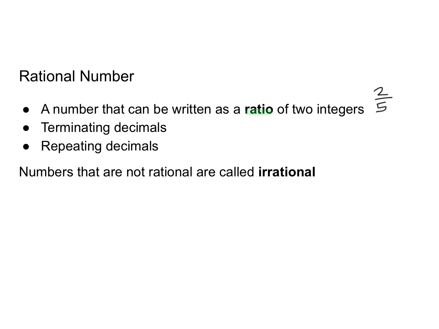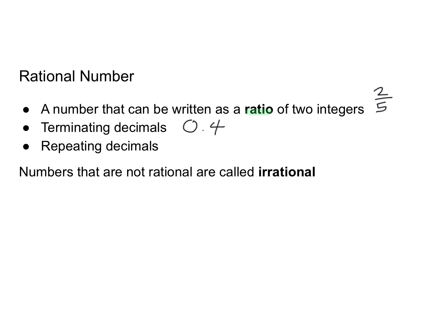This also includes terminating decimals. So that means decimals that end. So just like 2/5 is a fraction, 2/5 as a decimal is 0.4 or 4/10, and that is a decimal that ends or terminates.